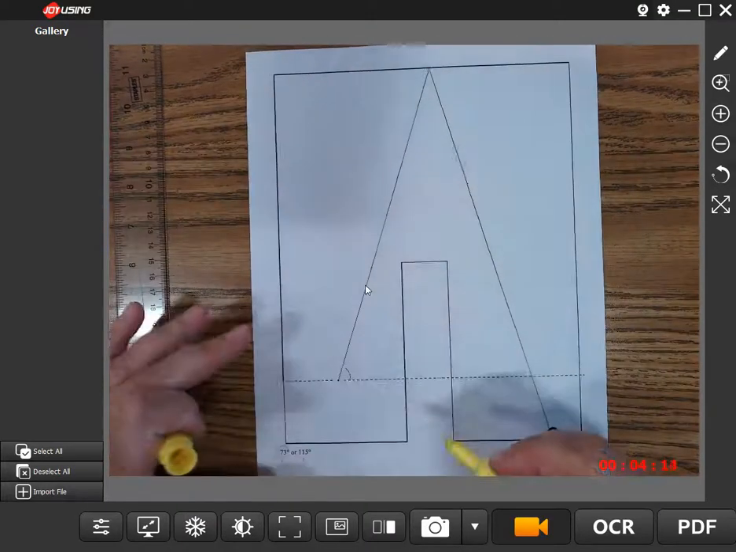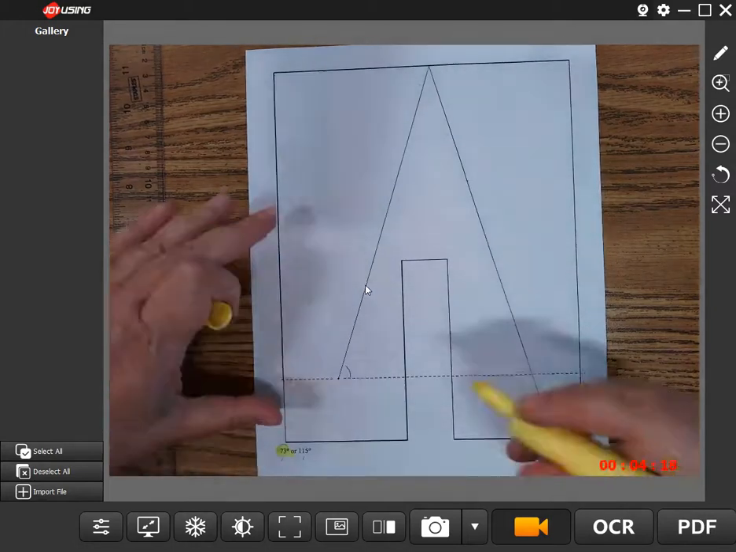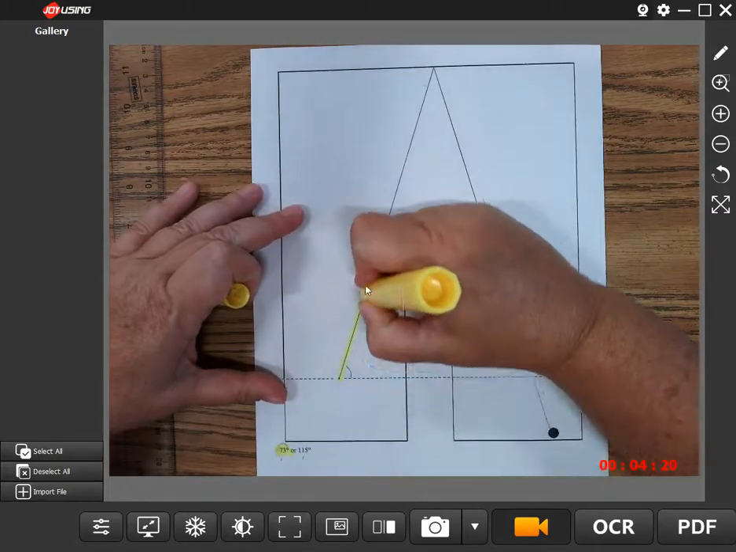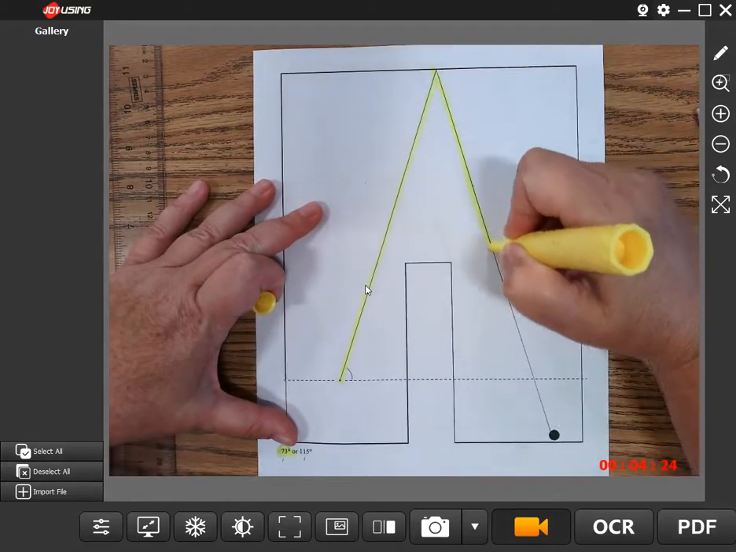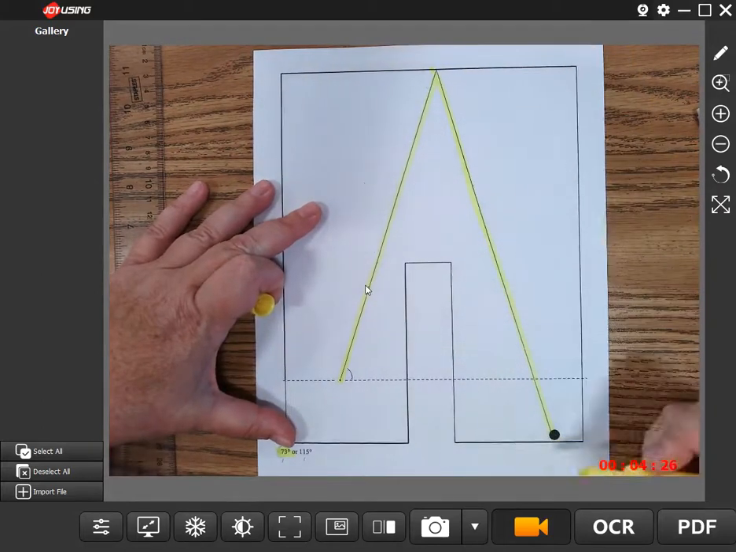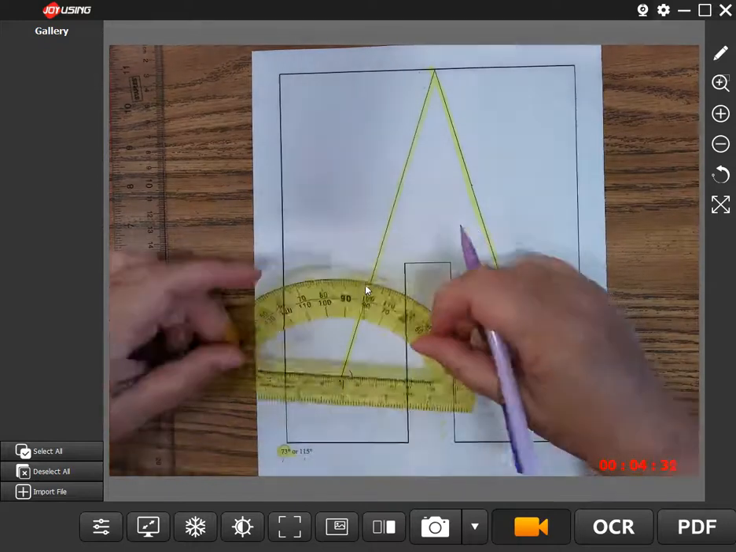What I want you to do is, after you get one done, I want you to highlight that one measurement in one color and then highlight the path of the ball. Okay, then you're going to do the same thing for the second measurement. So this one is 115.